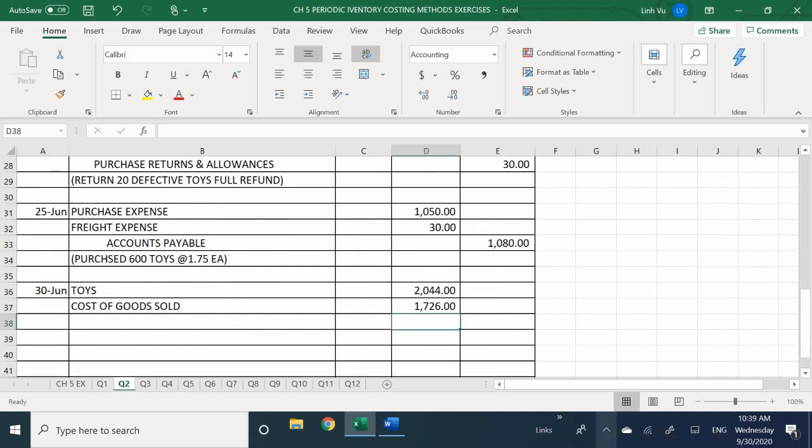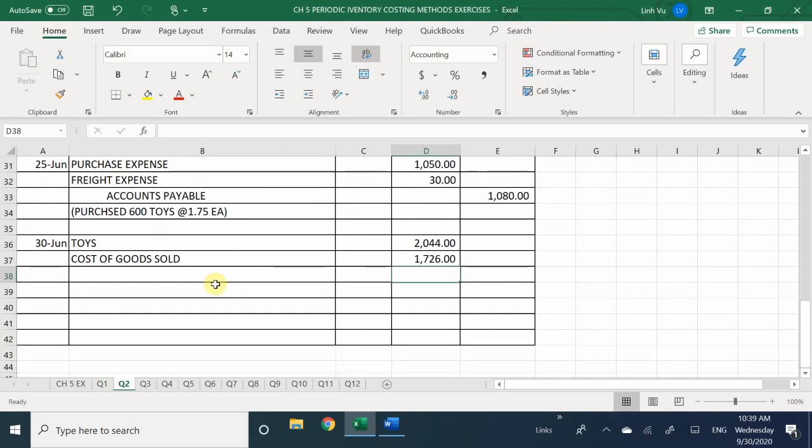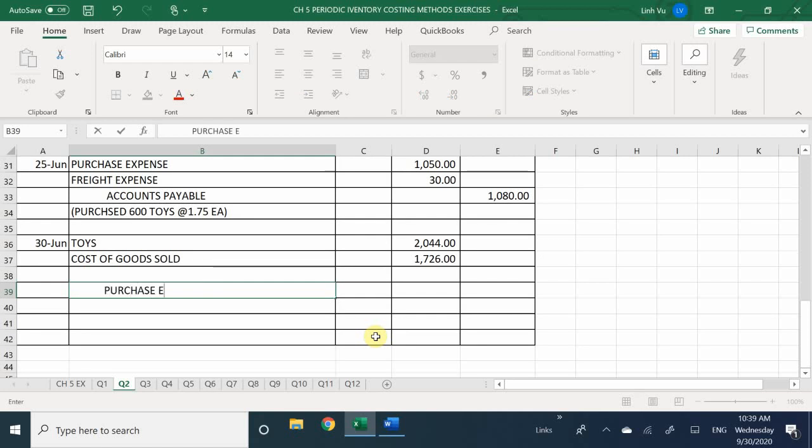Okay? All right. So now the next thing that we're going to be looking at is I need to recognize my purchase expense. And I'm also going to recognize my freight expense.